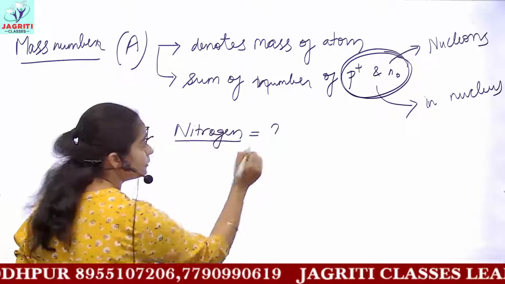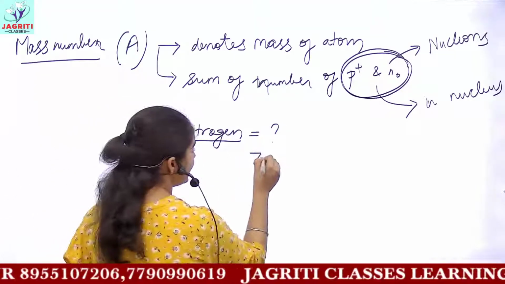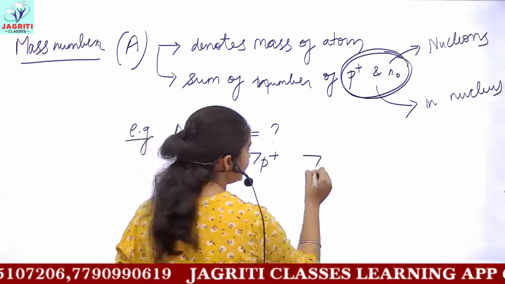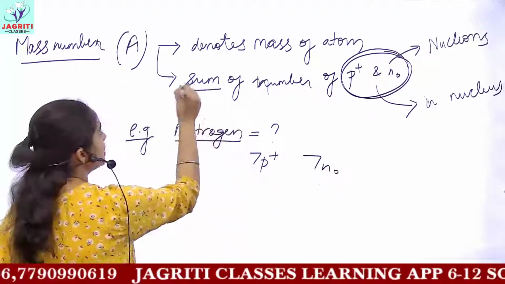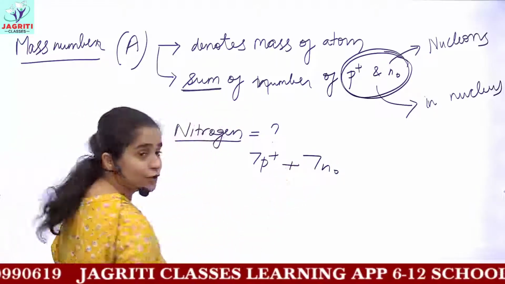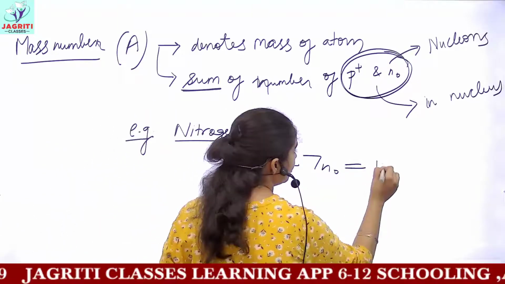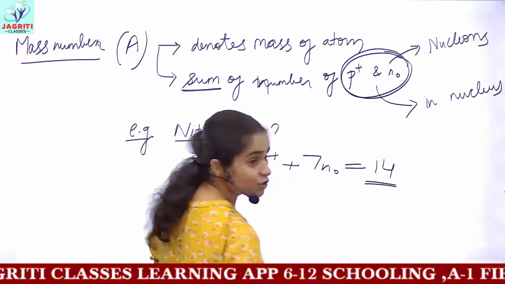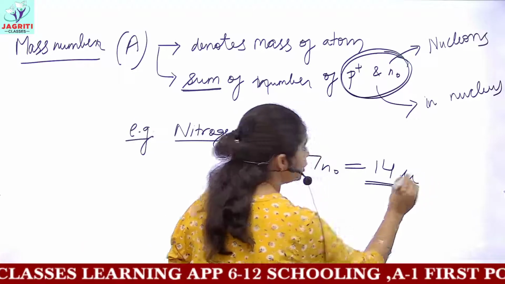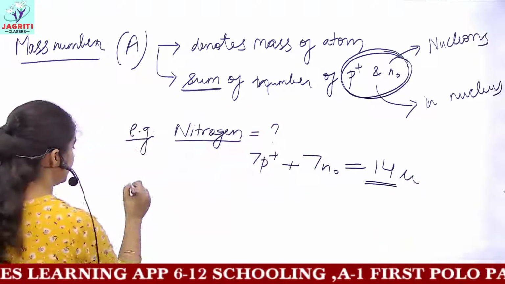So for example, if I say what is the mass of nitrogen? Nitrogen contains 7 protons and it has 7 neutrons. If I sum these numbers, 7 protons plus 7 neutrons give you 14. So the mass of nitrogen is 14 and the unit would be a small u.